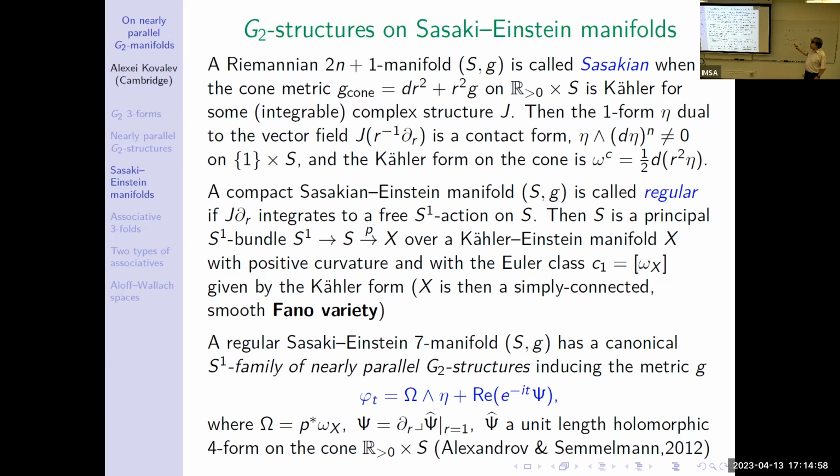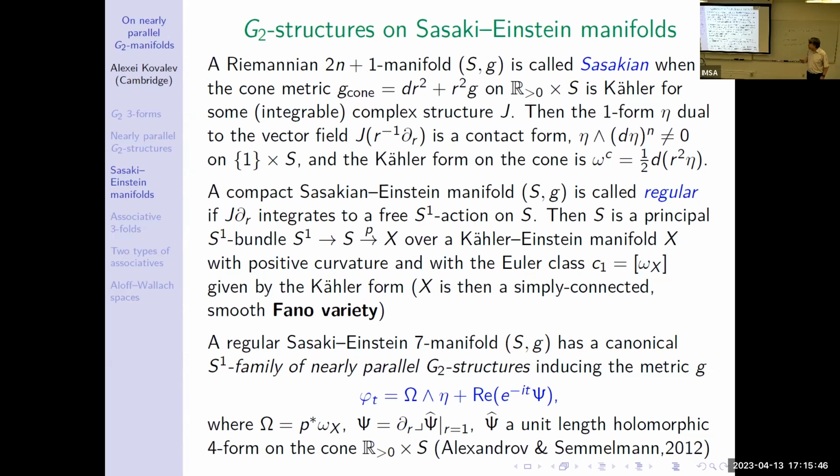Now, what I just said works in every odd dimension, but something special in dimension 7 is that we can build on any regular Sasaki-Einstein 7-manifold a canonical S1 family of nearly parallel G2 structures. Here is the explicit formula in blue ink. A bit of clarification of the notation: the capital omega is what is known as a horizontal Kähler form. We pull back the form from a Kähler-Einstein manifold to the S1 circle bundle. Likewise, the capital psi is the horizontal version, in the sense of this principal bundle, of the holomorphic volume form.